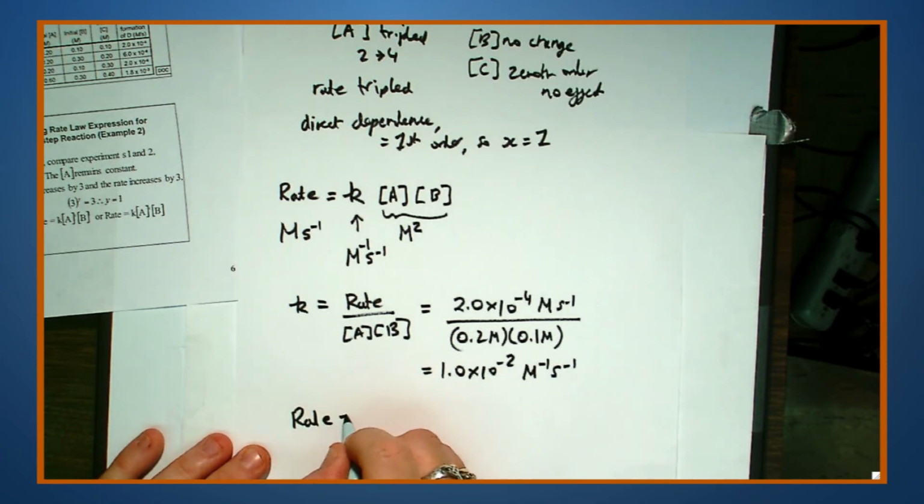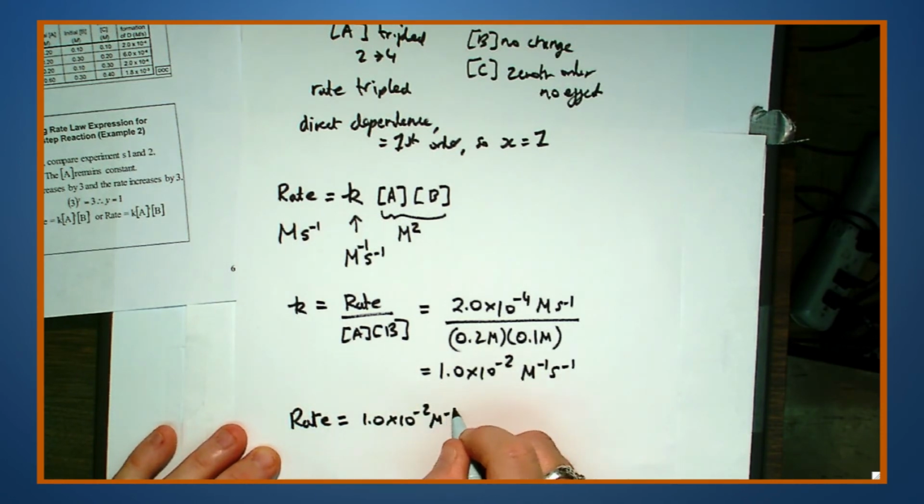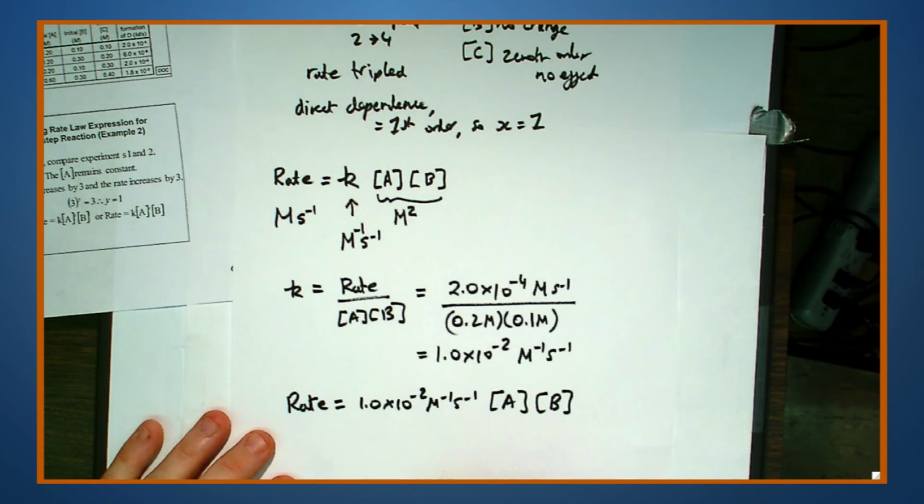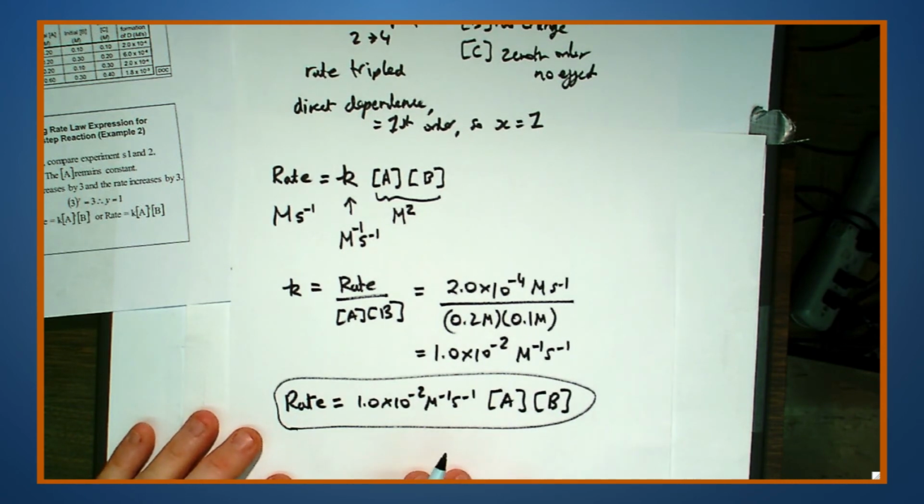If we wanted to just finish it off, we would just write this. Rate equals 1 times 10 to the minus 2 molarity to the minus 1, seconds to the minus 1, and then we'd have A, B. And that's our finished rate equation. So that's the basic steps.